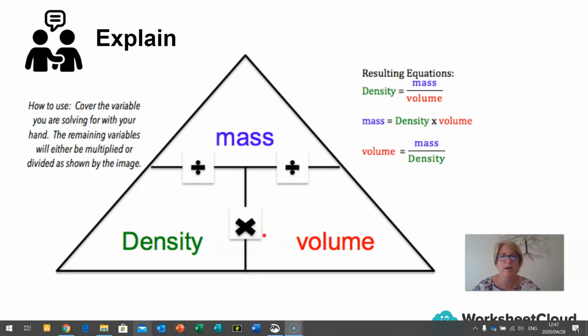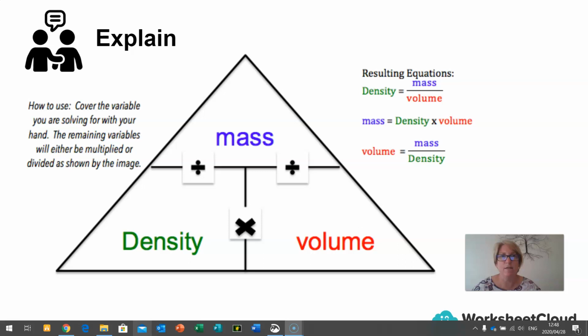So how this triangle works is you cover the variable you are looking for with your hand. And that means the remaining variables will either be multiplied or divided. So let's start now. I want you to put your hand over the screen and cover the word density.